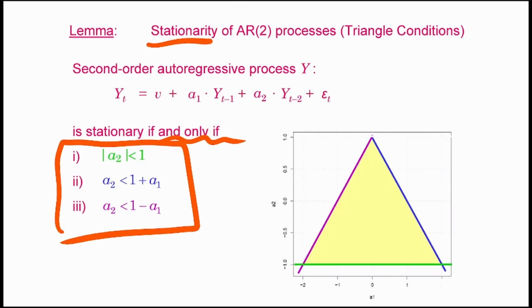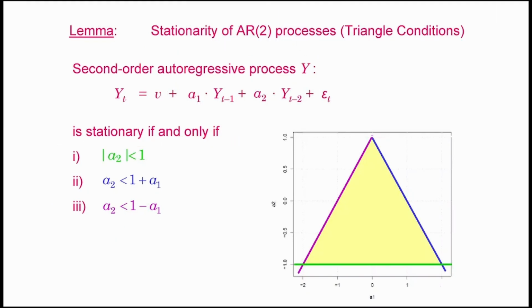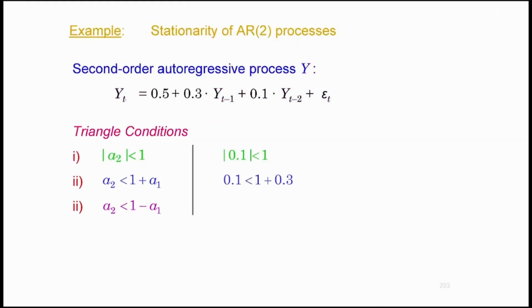So you have two options in this regard. Either you calculate the roots of the lag polynomial, or you check whether the process meets the triangle conditions. But keep in mind, you are only allowed to use that for an AR2 process, not for an AR3 process, not for an AR4 process, for an AR2 process. And I would like to prove that. Okay, so I'm going to prove the triangle conditions.